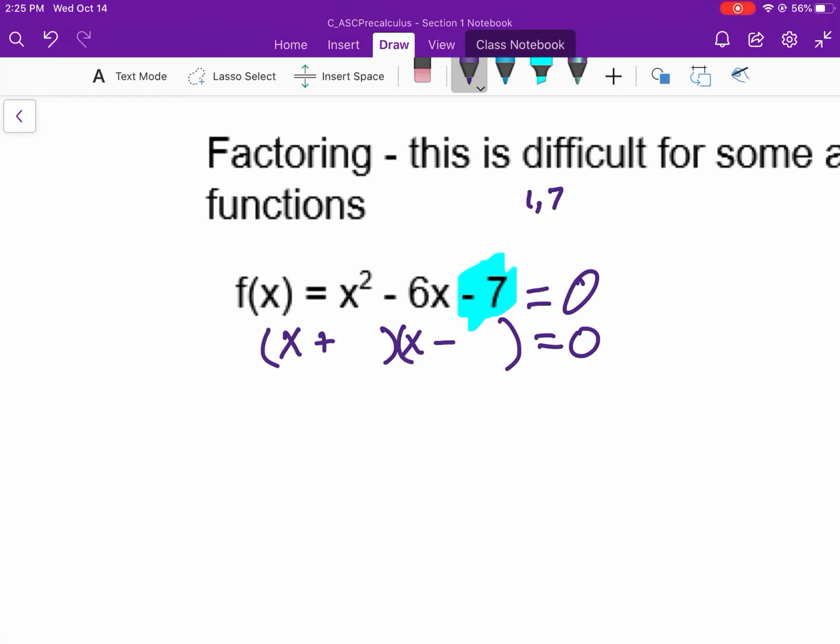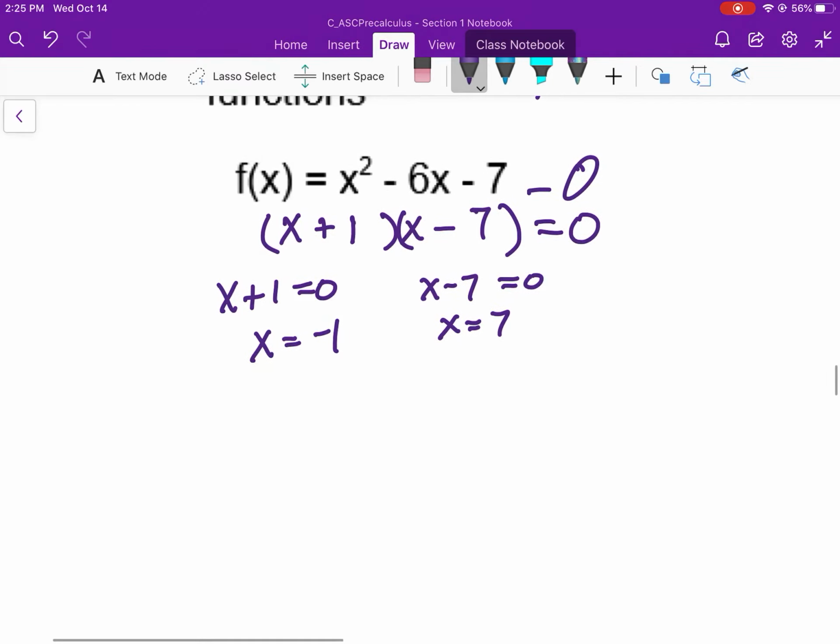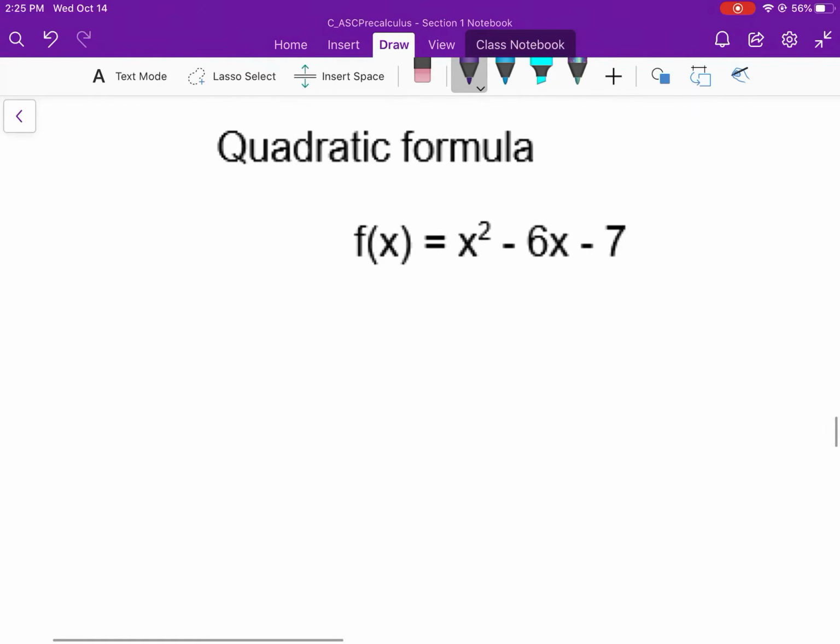So now I just have to decide which of those is positive and which of those is negative. Well, since the 6 in the middle is negative, I'm going to make the 7 be the negative number, so it turns out correctly. So that means x plus 1 equals 0, or x minus 7 equals 0. Subtract 1, so x equals -1, or add 7, x equals +7, which is no surprise because that's what the graph showed. Okay? Great.